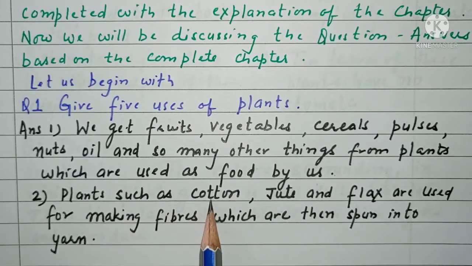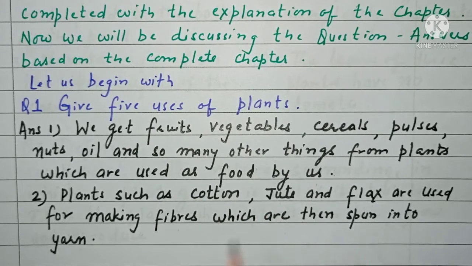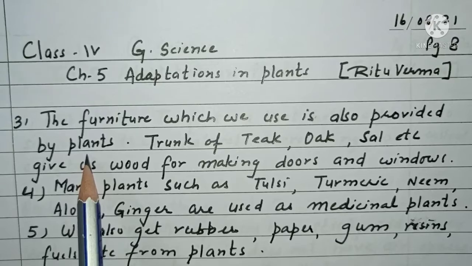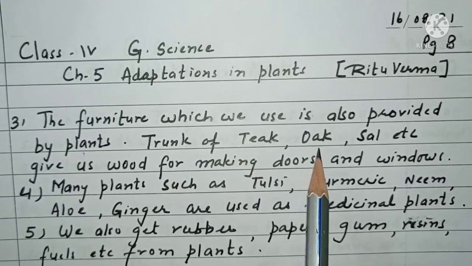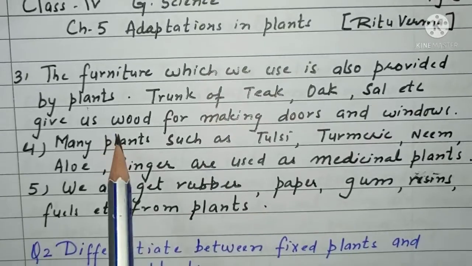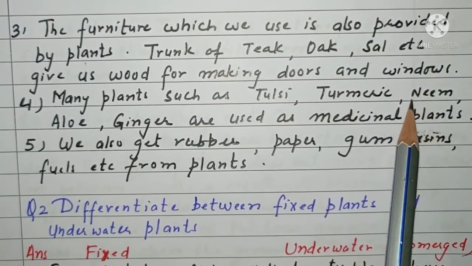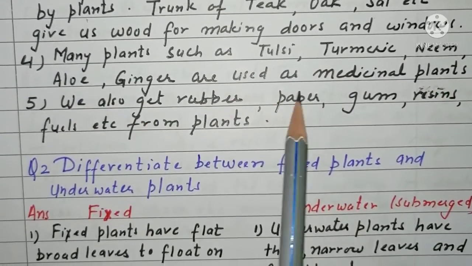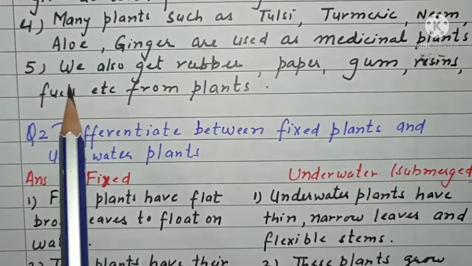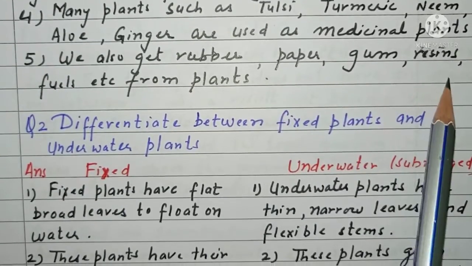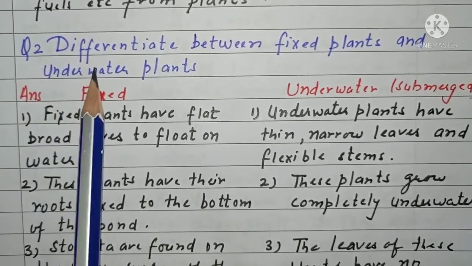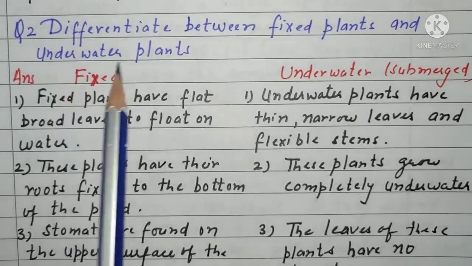Then plants such as cotton, jute and flax are used for making fibers which are then spun into yarn. The furniture which we use is also provided by plants. Trunk of teak, oak, sal, etc. give us wood for making doors and windows. Many plants such as tulsi, turmeric, neem, aloe, ginger are used as medicinal plants. And we also get rubber, paper, gum, resins, fuels, etc. from plants. Now in question number 2, we have to differentiate between fixed plants and underwater plants.